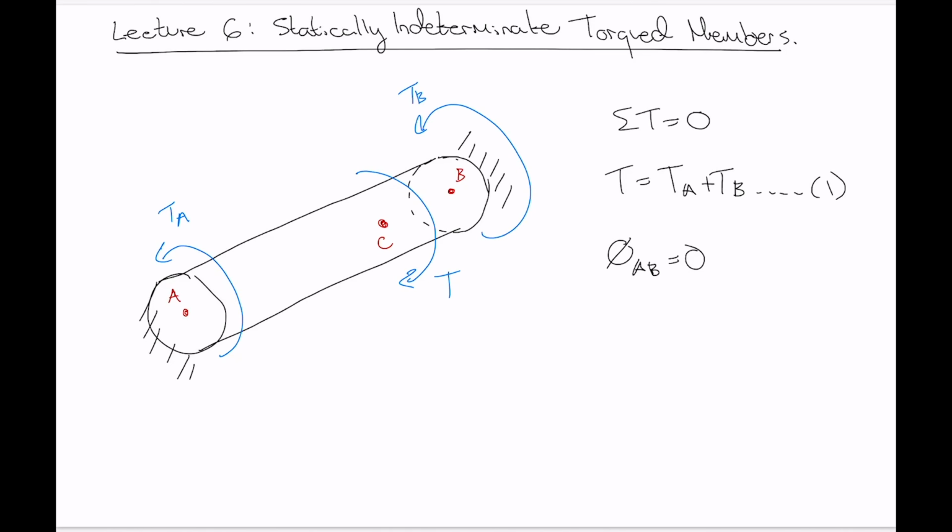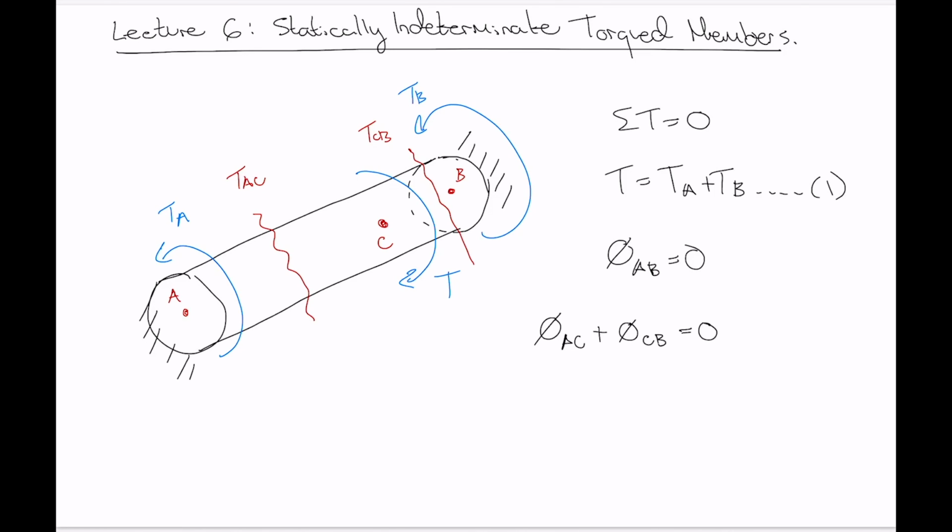So if we wanted to apply the equation for angle of twist, we'd have to use superposition here, because in this section of the rod we're going to have an internal torque TAC, and that internal torque is going to be equal to TA. But in this section of the rod, we're going to have an internal torque TCB, and that internal torque is going to be equal to TB. Different internal torques means we have to split the rod into two segments when we apply our equation for angle of twist. So phi AC plus phi CB is going to be equal to 0.